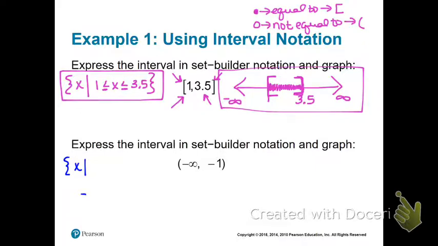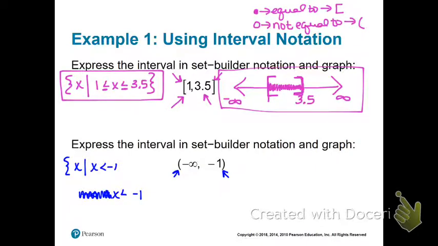So we know it's going to go from negative infinity to negative 1. We're going to use x's, and we always use less than symbols. At the negative infinity, it's a parenthesis, so no equal to. And at the negative 1, it's got a parenthesis, so we're not going to put an equal to either. We know we're going to take out the infinity and the inequality right next to it. So x is first. So there is my inequality that we're going to write.